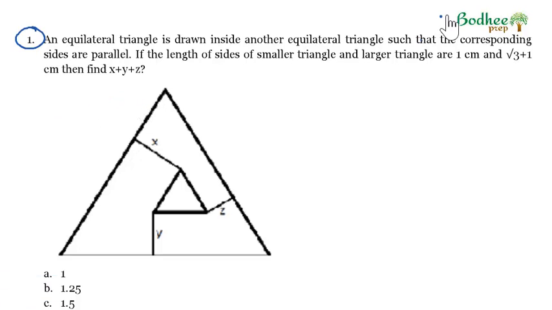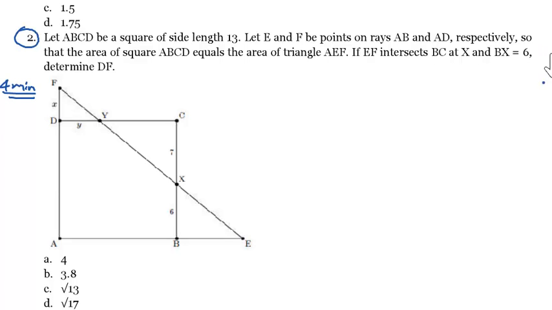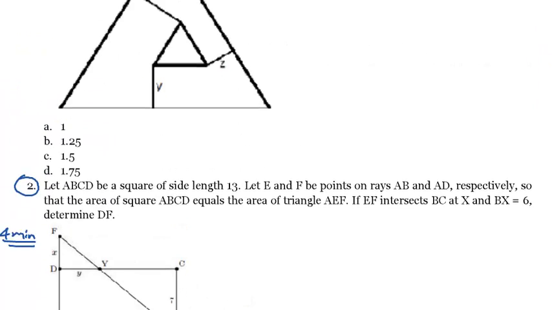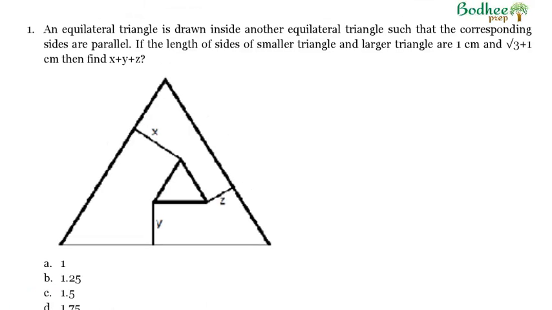Please start. Here one more information: all these three values x, y, and z are perpendicular on the side of the larger equilateral triangle. So this information was missing in the question. Okay, without wasting time, I'm just going to solve question number one. I think this question should have been taken first and then question number two.